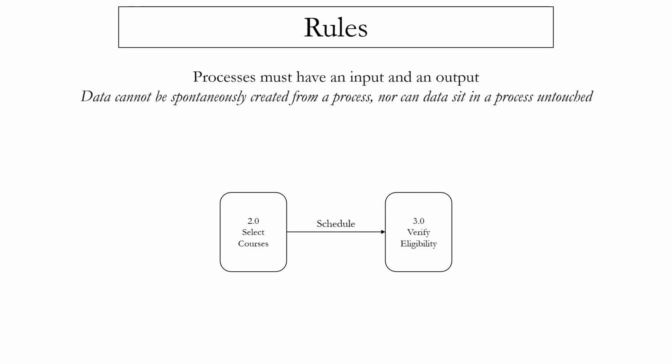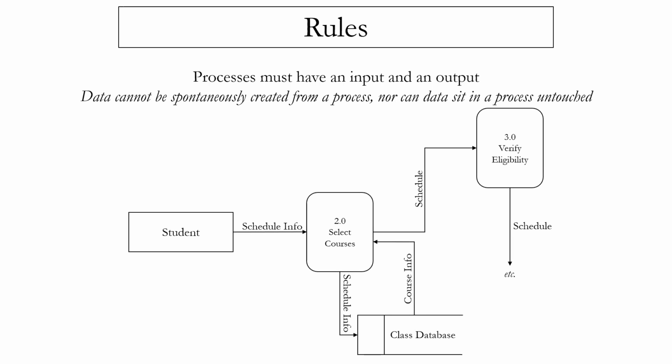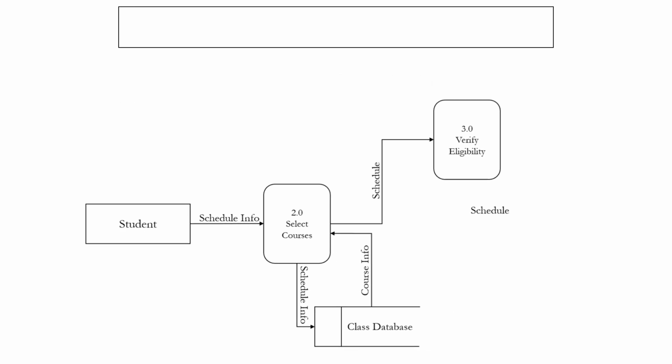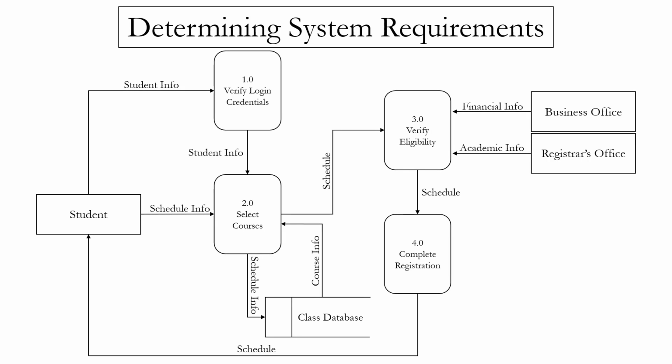Additionally, processes must always have an input and an output. Data cannot spontaneously appear from a process, and a process can't hold data indefinitely. Otherwise, that process would be a sink. There's always at least one data flow into and one data flow out of a process. Let's look at another example.